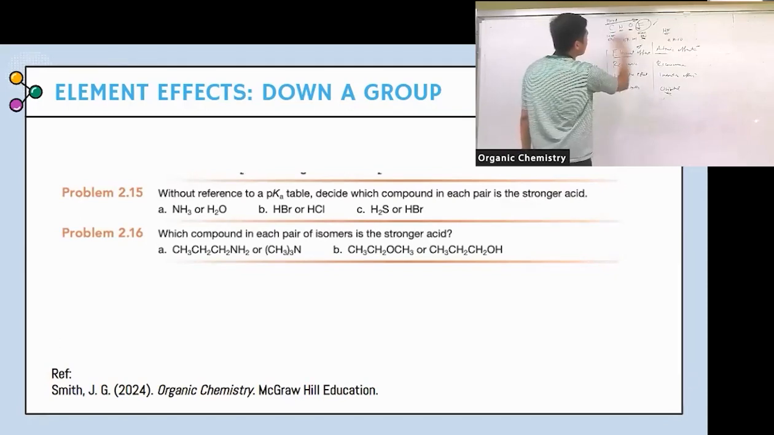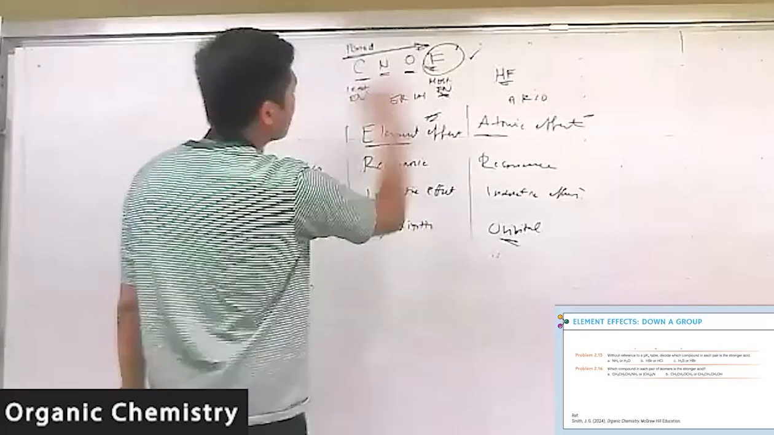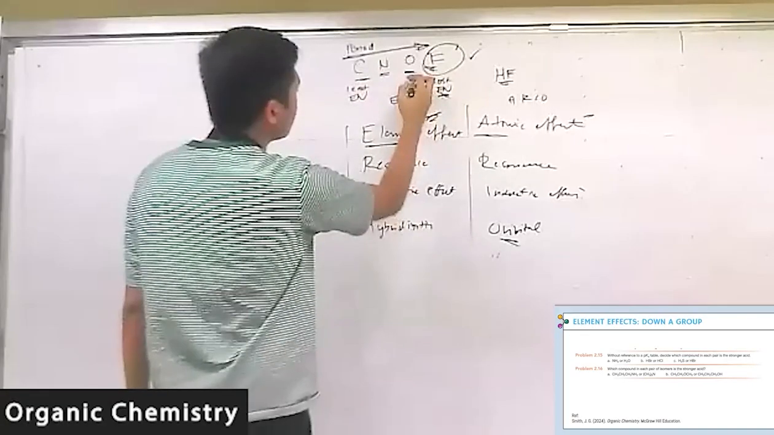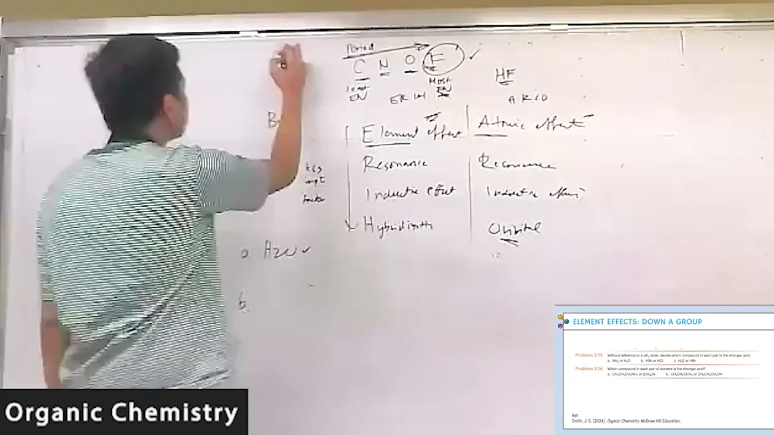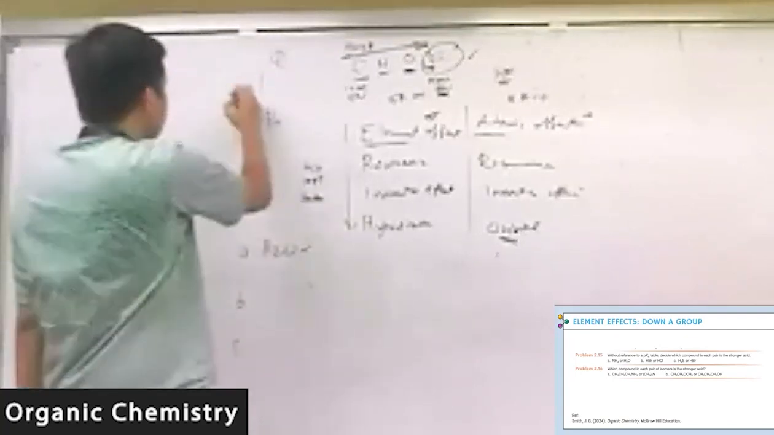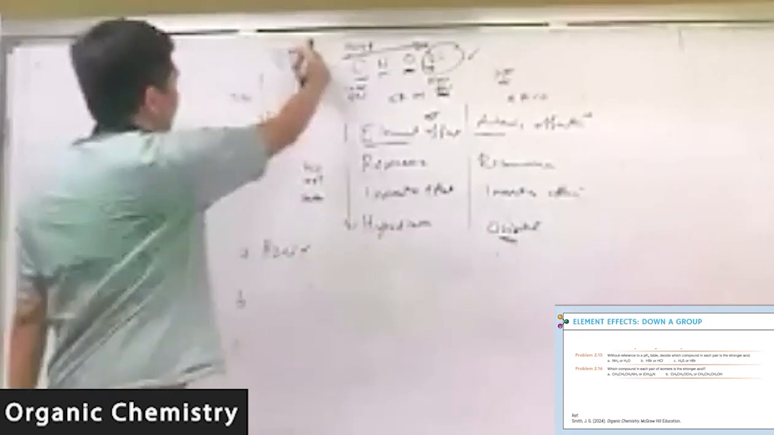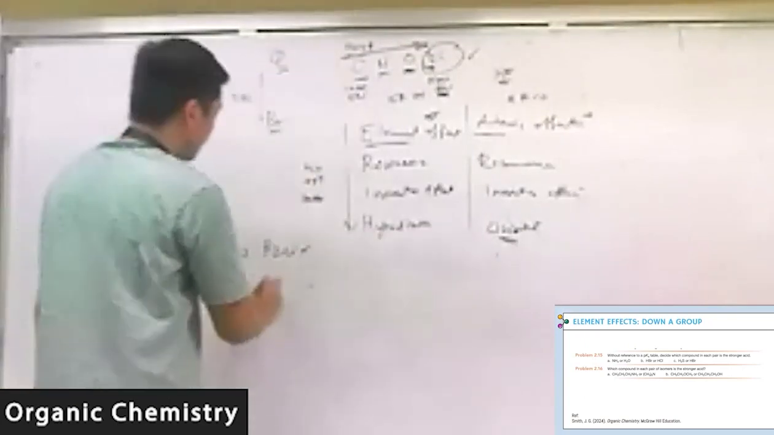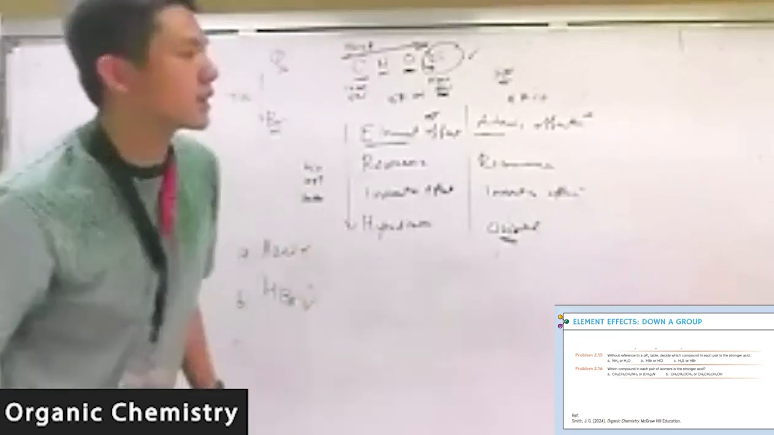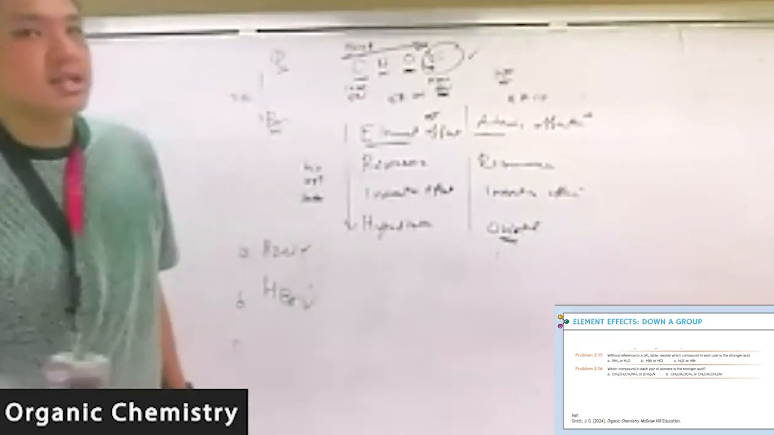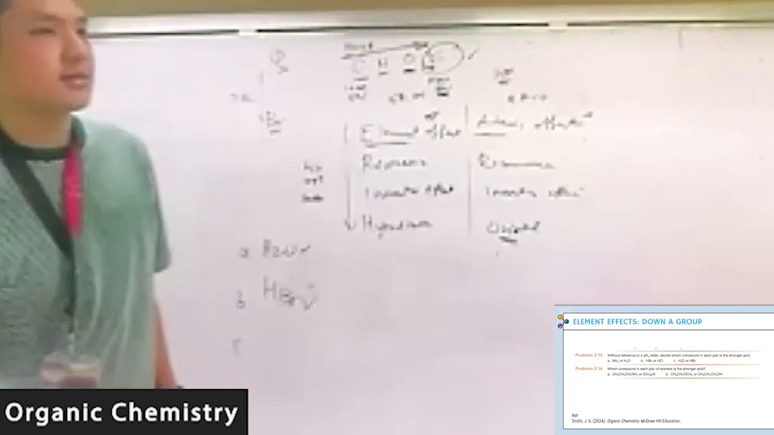Alin dito ang mas acidic? Right? O, HBr or Cl. HBr. Okay, tama, HBr. Why? You must look at size naman. If you look at the table, they are in the same group. HBr is the stronger acid.